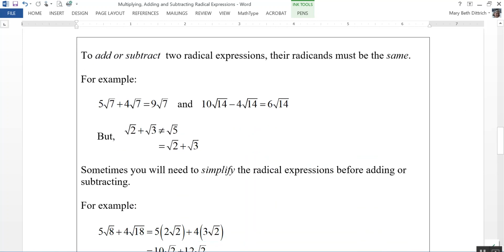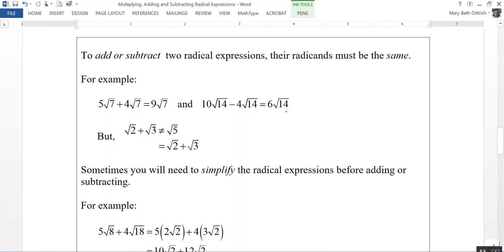To add or subtract two radical expressions, their radicands must be the same. So for example, if I have 5 square root of 7 plus 4 square root of 7, I add the numbers out front and I get 9 square root of 7. The radicands have to be the same. For subtraction, if I have 10 square root of 14 minus 4 square root of 14, that equals 6 square root of 14.